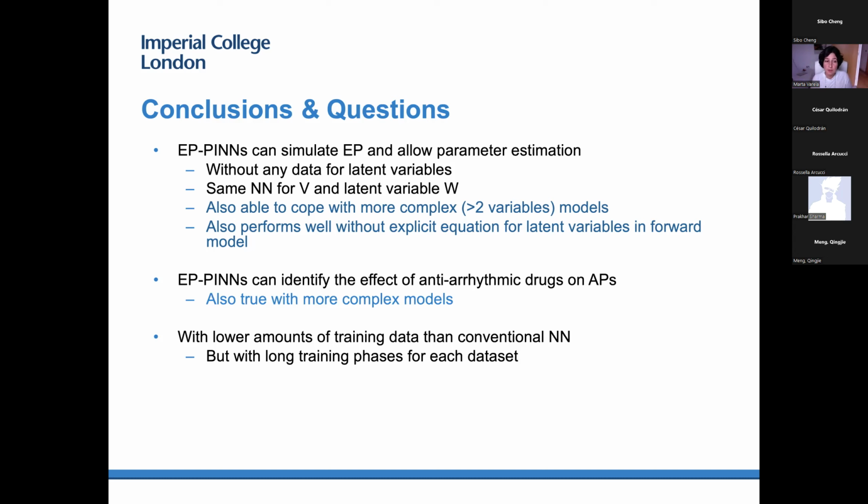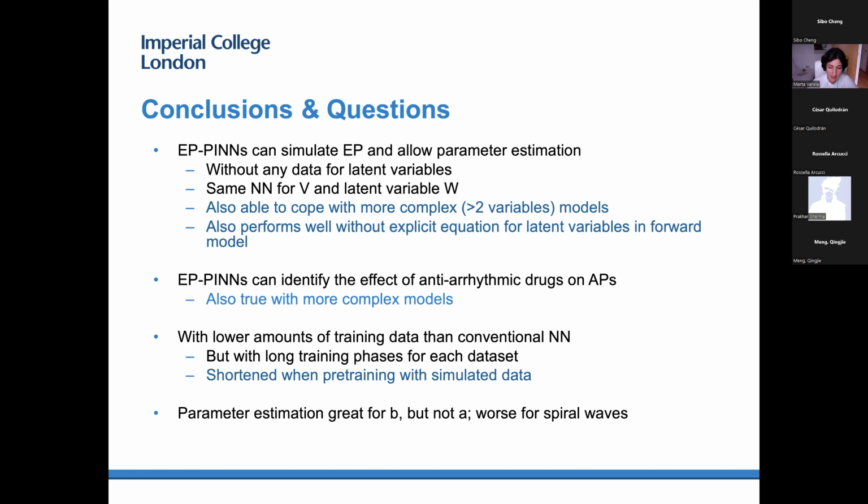So if you were to acquire a new set of fresh data, although you've trained the PINNs on another data set, you have to train it all from scratch, which is quite a time-consuming process. We found that we can shorten that training time if we pre-train the models with other data, and we're still trying to work out the best way of optimizing this.